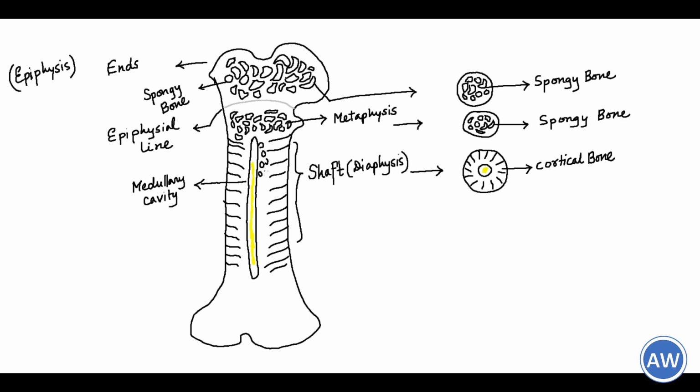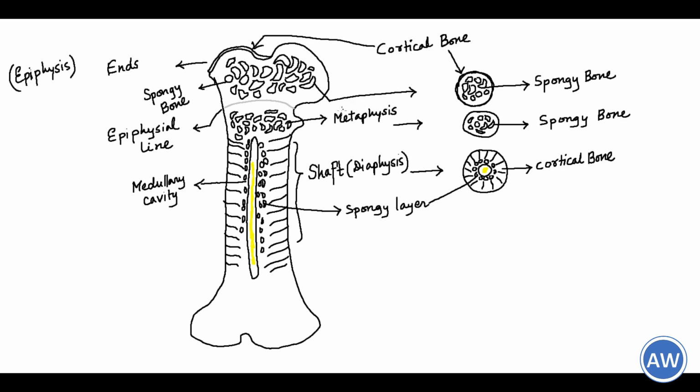Even though the diaphysis consists of the cortical bone, a very thin inner lining of spongy bone is present here. Similarly, for the epiphysis, a very thin lining of cortical bone is present over the spongy bone.